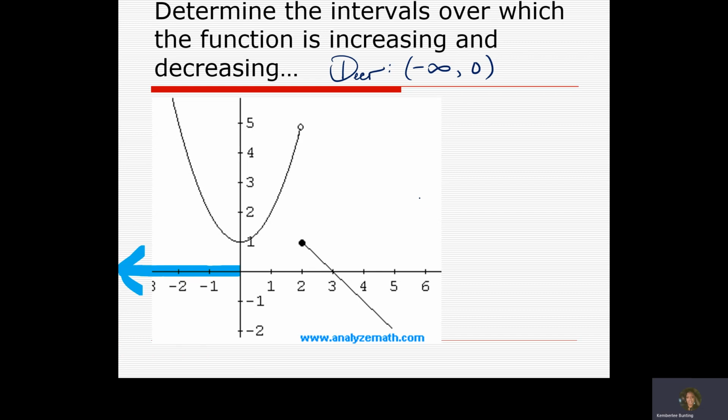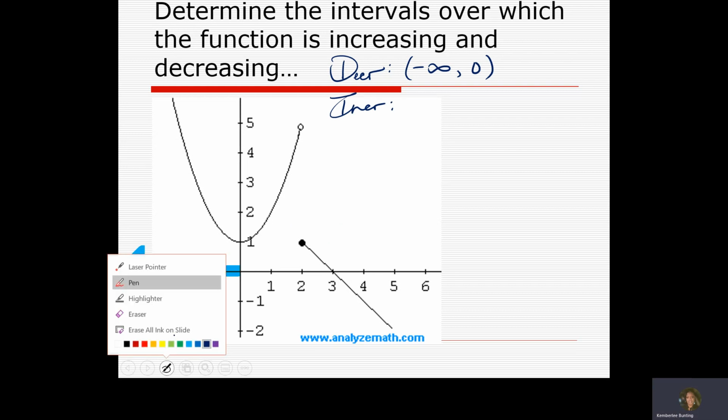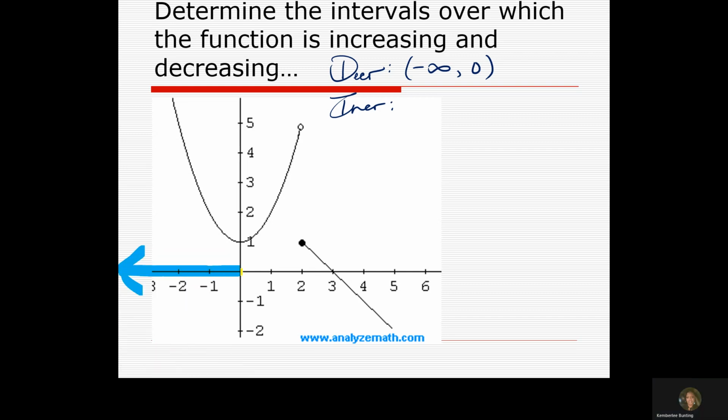Okay, decreasing. Now, it increases where? Okay, let me color it in for you. All right, from here to here, my graph is increasing. It's going up, right? So I would simply put 0 to 2. And then it decreases again, just a second.